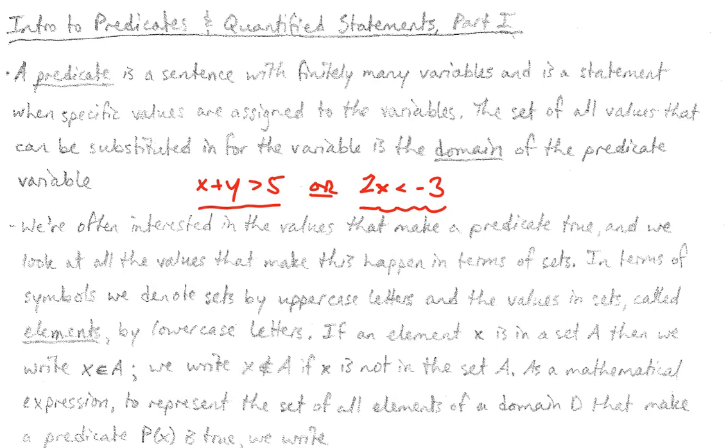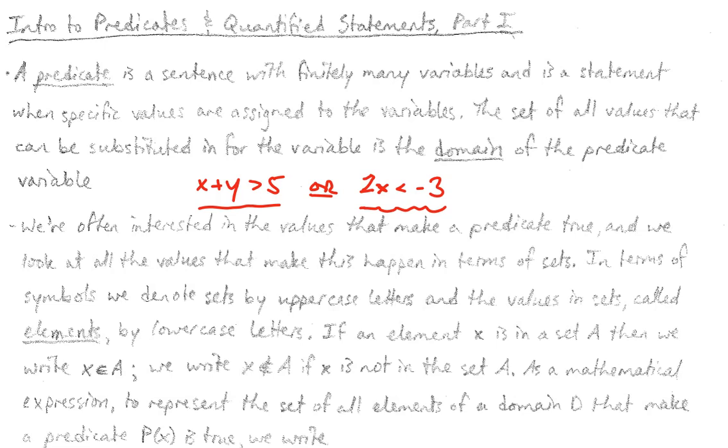So when it comes to these predicates, we're often interested in the values that make a predicate true. And we want to look at all of the values of just, say, one variable x, or all combinations of values of the variables x and y, say, that make a predicate true, and we think of them in terms of sets. Now, sets have their own notation with them, so we'll see that right now.